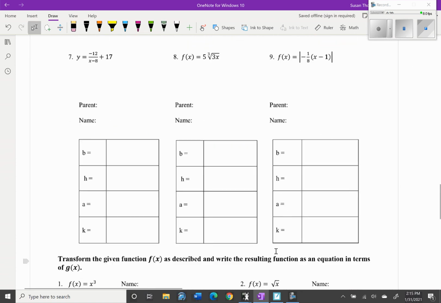All right, so again, see if you can pause the video and do these 3 on your own. When you're done, unpause, and we'll go ahead and take a look at your work.